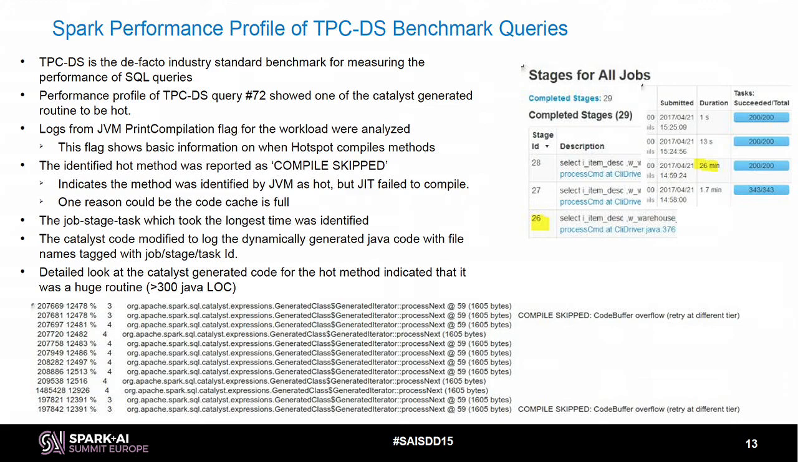So, we modified the Catalyst code generation to log the code that it was generating. When we looked at the generated code, we saw that the hot routine was more than 300 lines of code. We thought this could be the reason for it not fitting in the code cache. It was pretty huge.